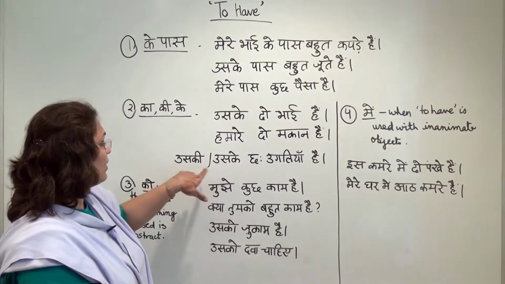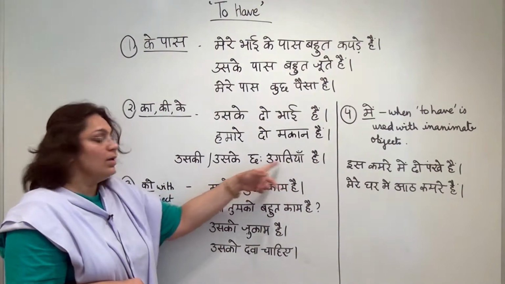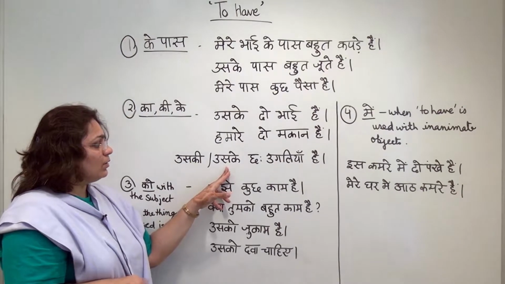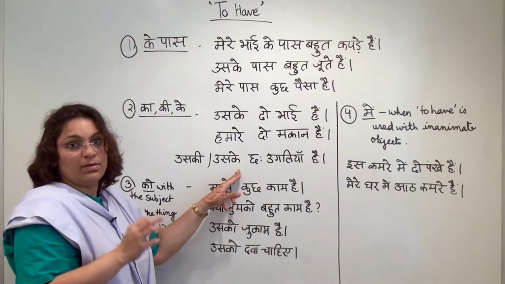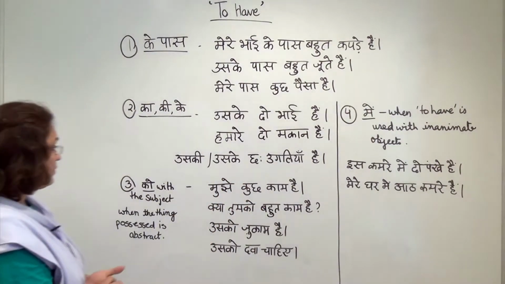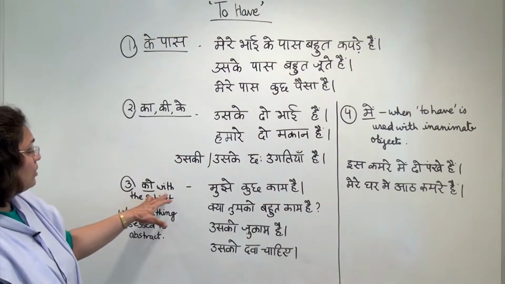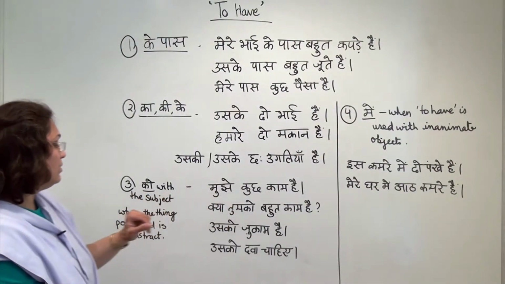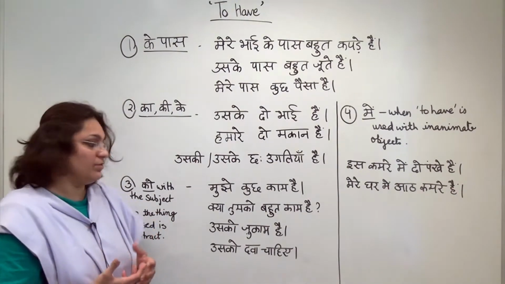Both of them work. Uski, because ungli is feminine, but some people just use ke no matter if it's feminine or masculine. So that's why if someone says uske 6 ungaliyan, it also works, right? All right. Now, ko is also used with the subject when the thing that is possessed is abstract. You cannot see it, right?